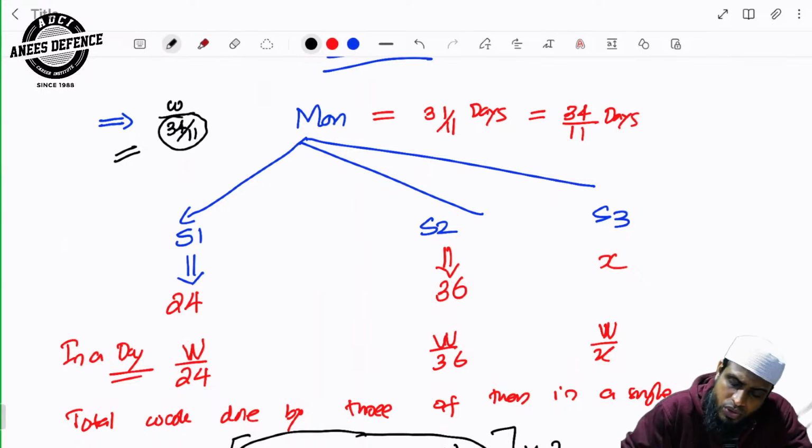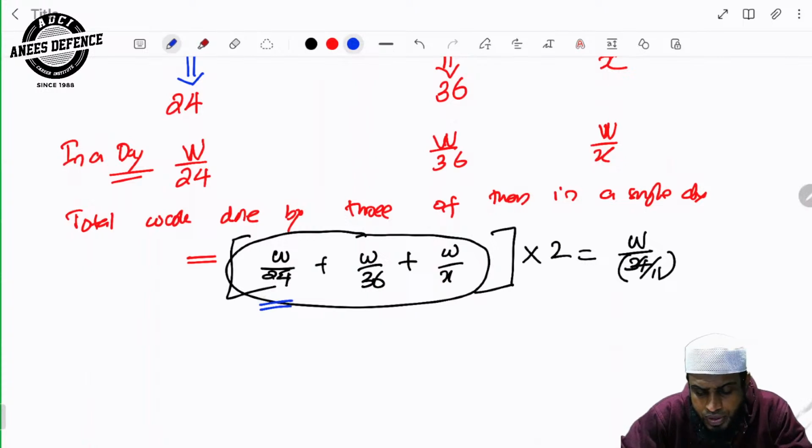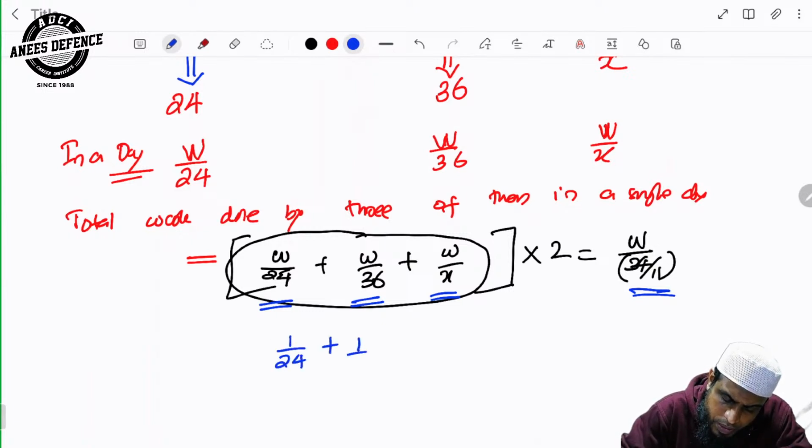That is the question. So this is the work done by the first son in a single day, work done by the second son in a single day, third son in a single day. The total work done by three sons into 2 times is the work done by the man in a single day. So in all the cases, W is common. Therefore, 1 by 24 plus 1 by 36 plus 1 by X, into 2, equals 11 by 34.